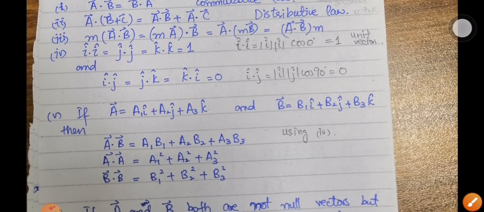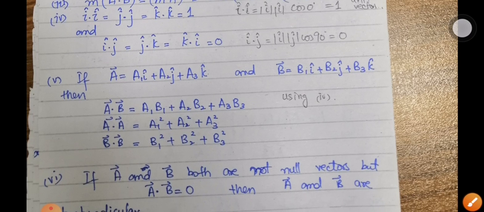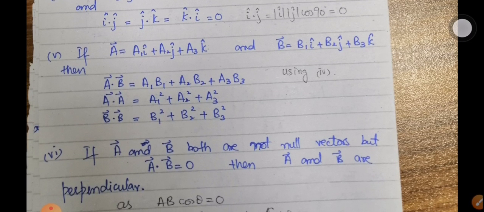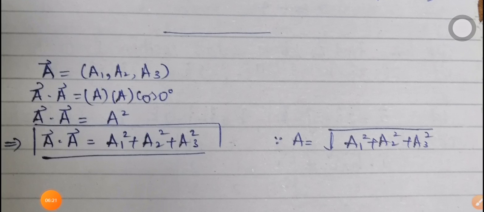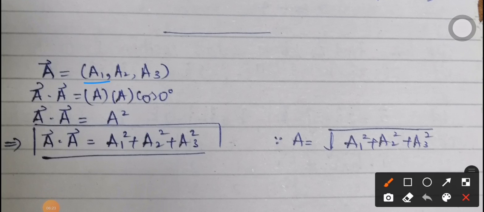The next property is saying that if vector A is equal to a1 i cap plus a2 j cap plus a3 k cap, then you can see A can also be represented as the vector A equal to (a1, a2, a3). That is, the x component is a1, y component is a2, and a3 will be the z component. So A dot A by definition will be equal to magnitude of A into magnitude of A into cos of 0 degrees, which is 1. So A into A is going to be A square.